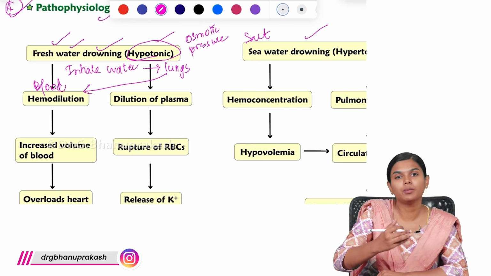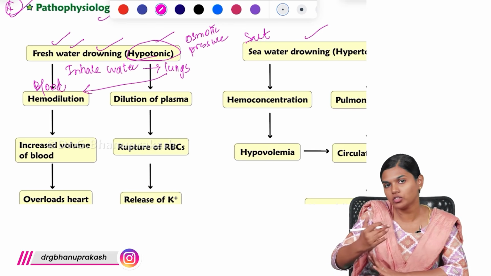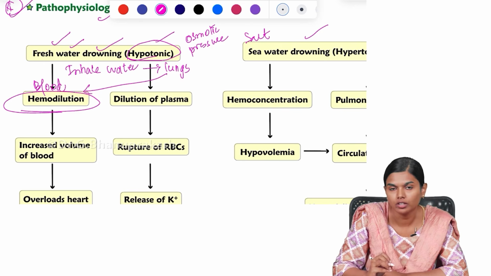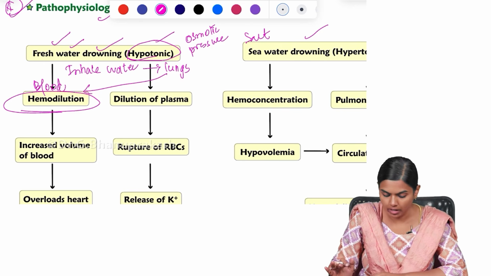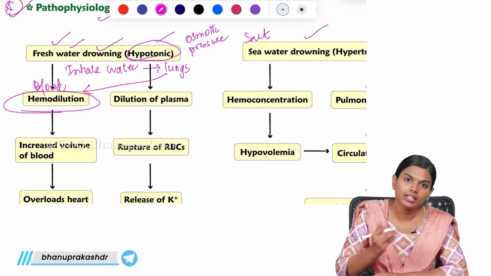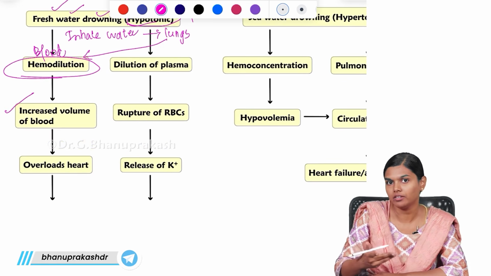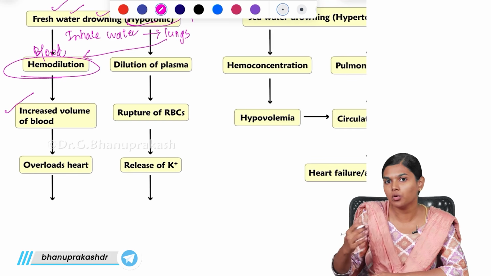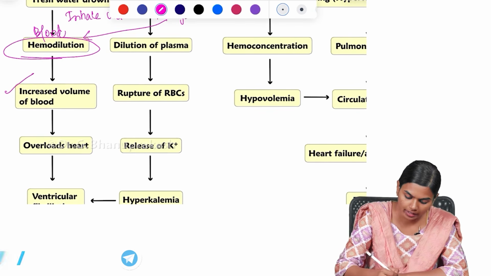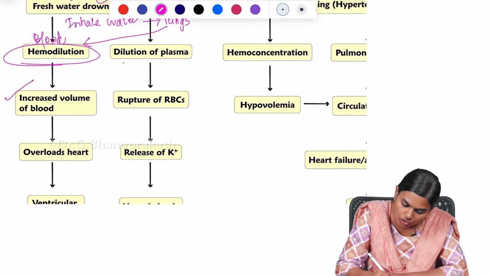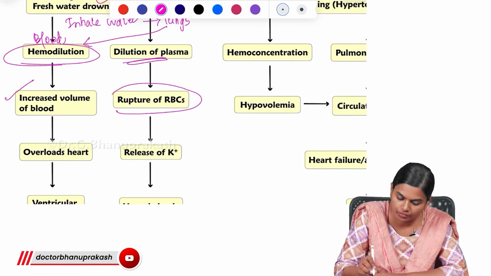So, water from the lungs will enter the blood because of this osmosis. So, there will be hemodilution. Now, this hemodilution will result in increased blood volume. Blood volume will increase from 3 liters to some 4 or 5 liters. This increased blood volume will in turn cause dilution of plasma and rupture of the RBCs.